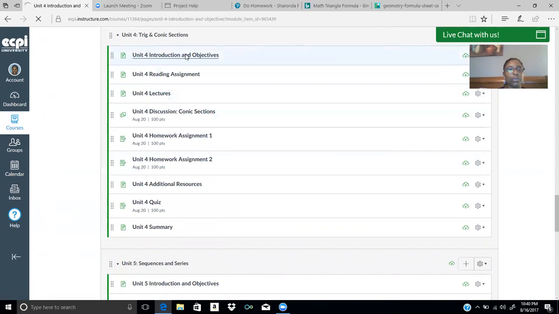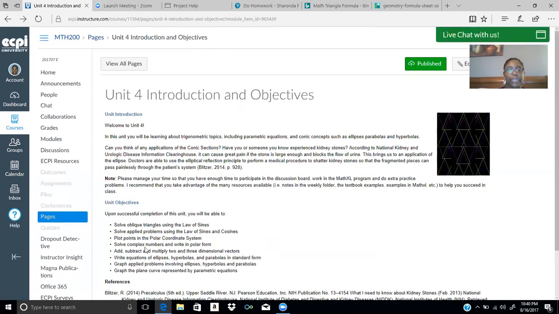let's look at your objectives for this week. Okay, so you're dealing with oblique triangles using the law of sines, using the law of cosines, plotting points in the polar coordinate, solving complex numbers, adding, subtracting, multiplying, vectors, and then you get into the conic sections. The conic sections, you're dealing with the circle, the ellipse, the parabola, and the hyperbola. Okay, and so you are able to graph applied problems involving these conic sections, and then graph the plane curve represented by the parametric equation.